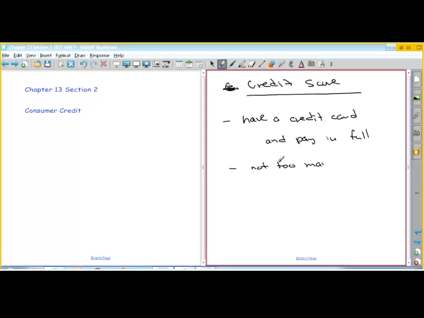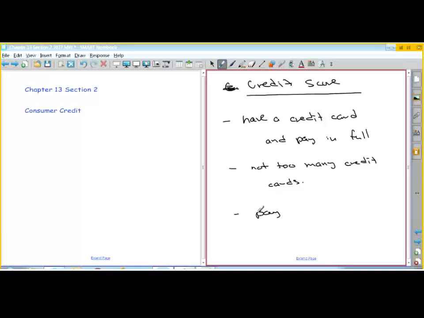Okay. But the other one is not too many credit cards. Then they think you want to charge everything. So not too many credit cards. Sometimes you go into shops and they'll say, hey, why don't you open a credit card because you can get a discount. And that's okay for 1 or 2 places. But if you do that at 10 or 20 places, they think you're trying to get away with something and charge more than you're really able to pay.